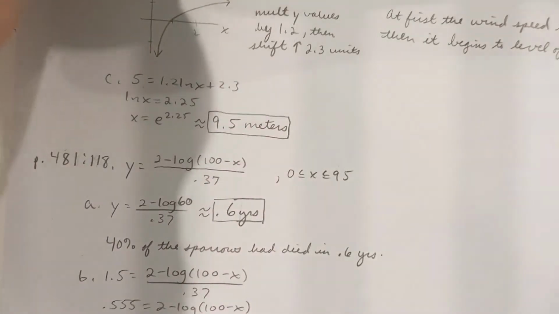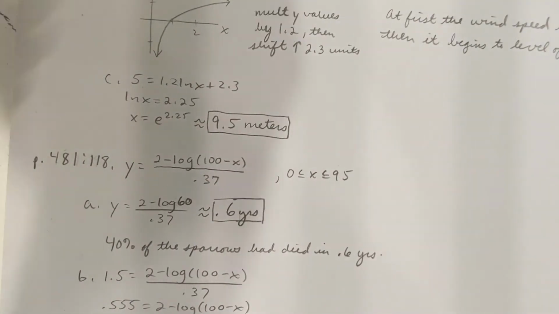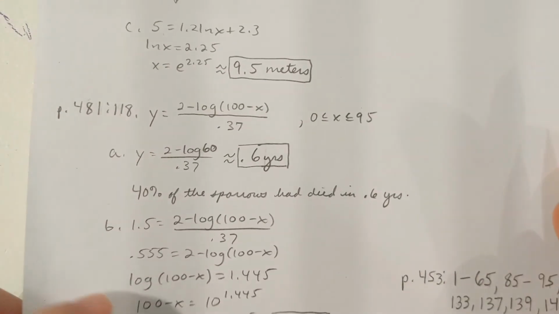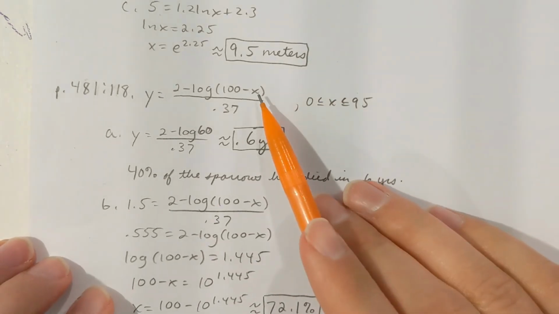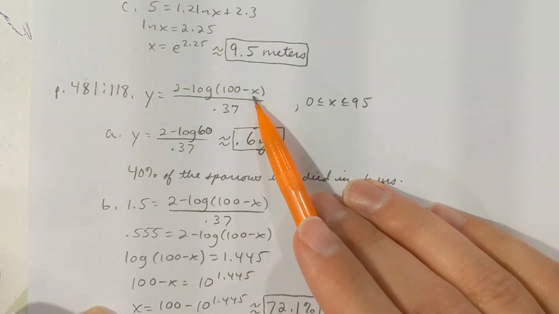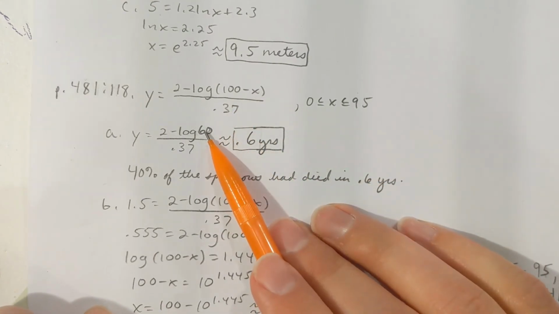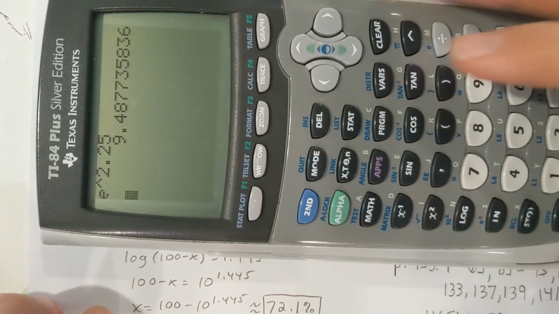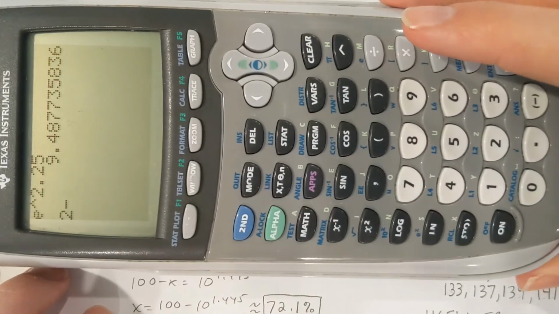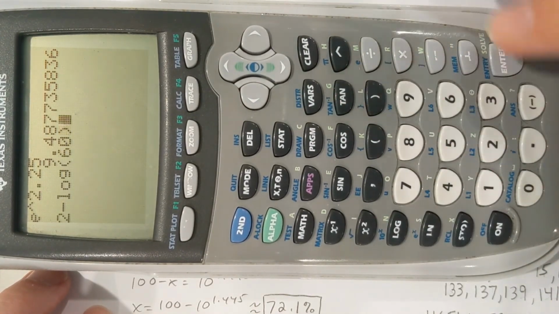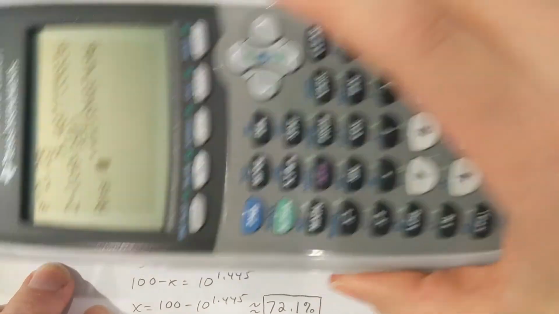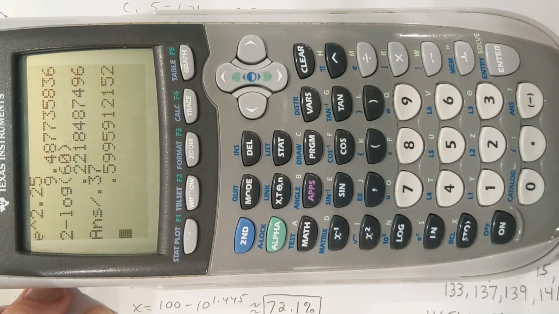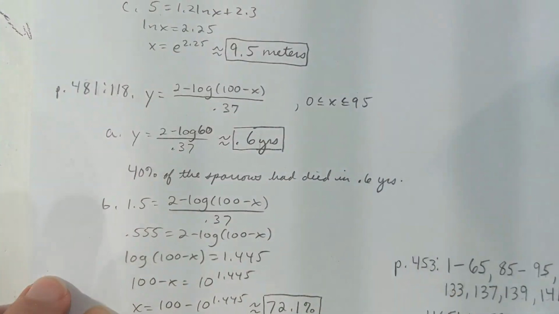Okay, so I've got this written down here. In Part A, I want us to find Y when X is 40. So X is 40. I'm just going to simply plug in that number. 100 minus 40 is 60. And then I can go to the calculator and type in 2 minus log of 60, and we're dividing that by 0.37. Okay, and I'm getting 0.6 roughly.